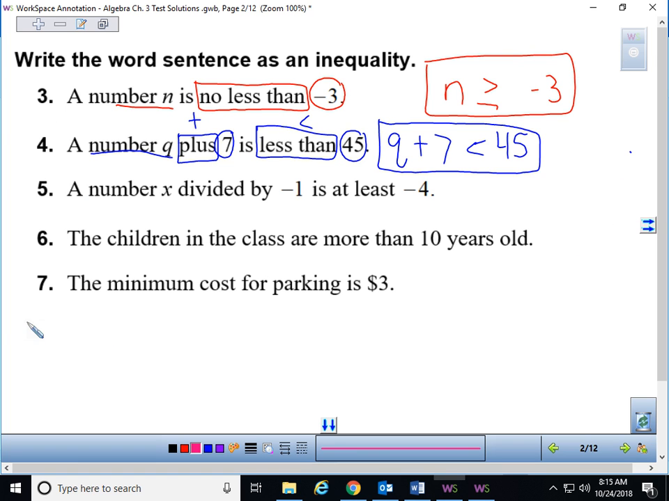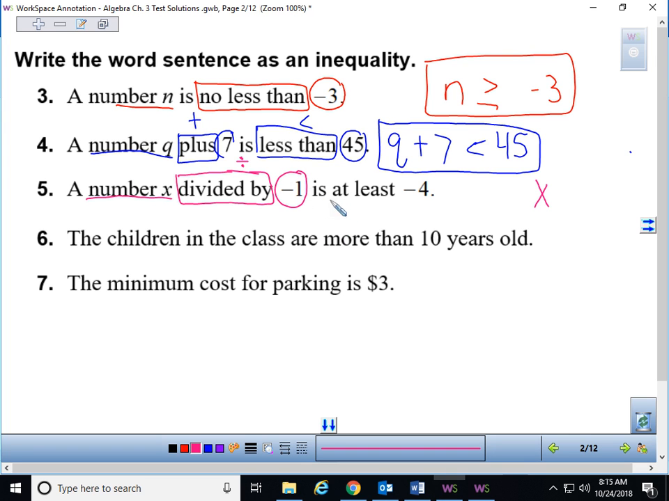Again, if at any point you're not sure what's going on, please come see me in 7th period for more help. Question 5. It says a number x, that's my variable. Variable's going to go written on the left. X divided by, that's a math operation. So I'm just going to draw the little division symbol. I'm going to run out of space. Division symbol. A number x divided by what? It's divided by -1.